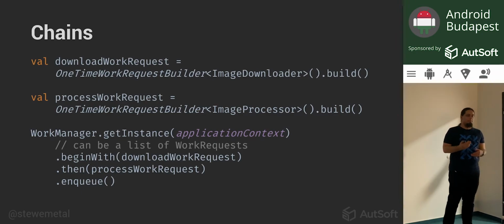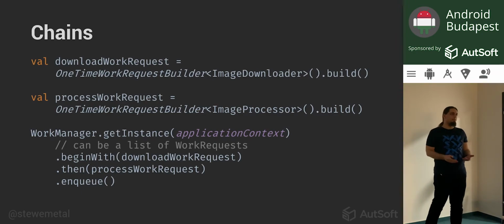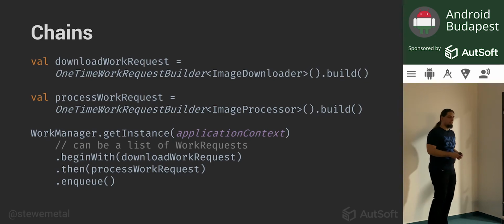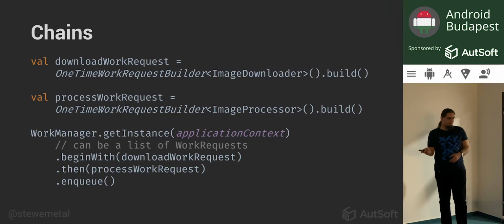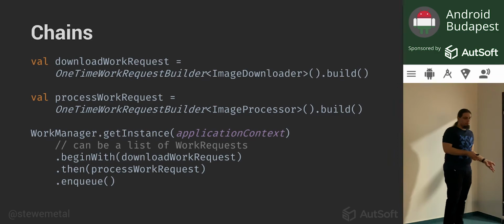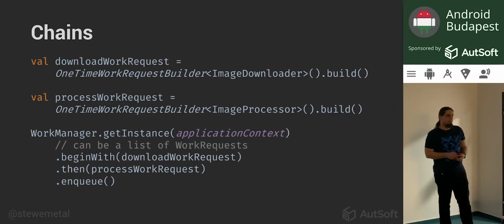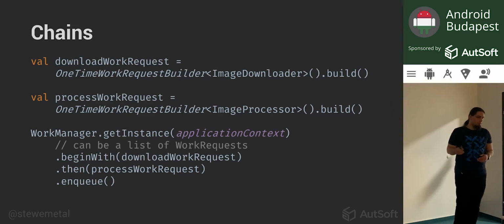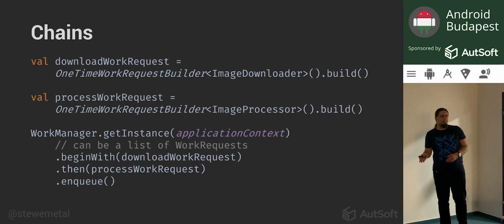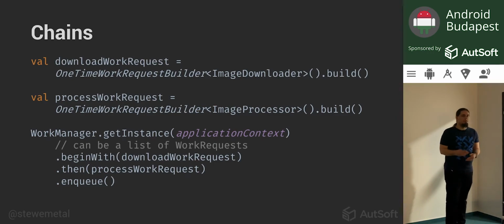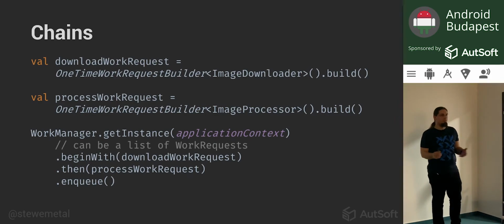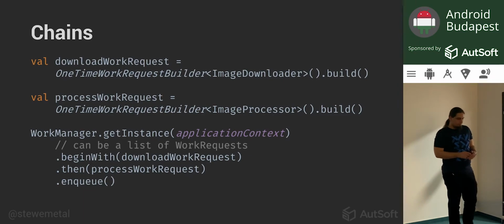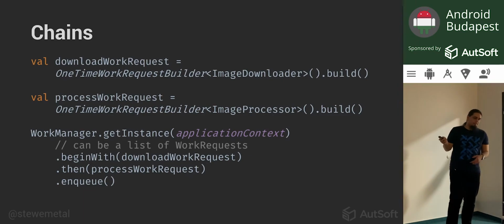So a chain is basically works chained together and depending on each other mainly. So here we defined two work requests. One is doing some downloading things like downloading images or any files. Let's go with images here. And there is a processing work which will run when those images are downloaded, and they have to be processed for whatever.